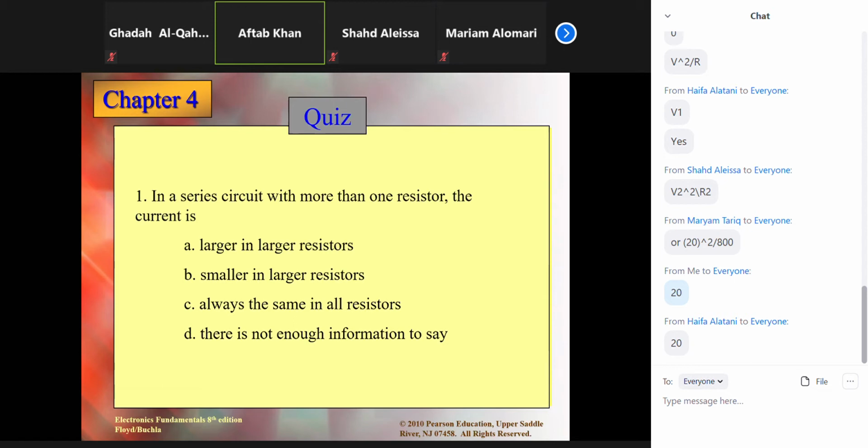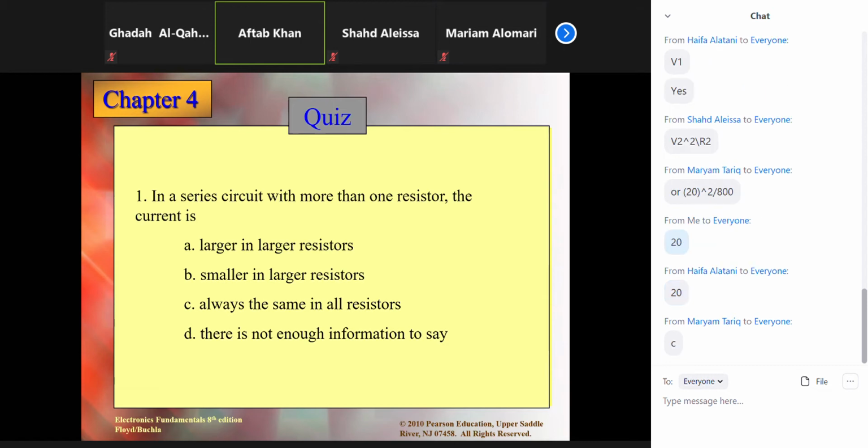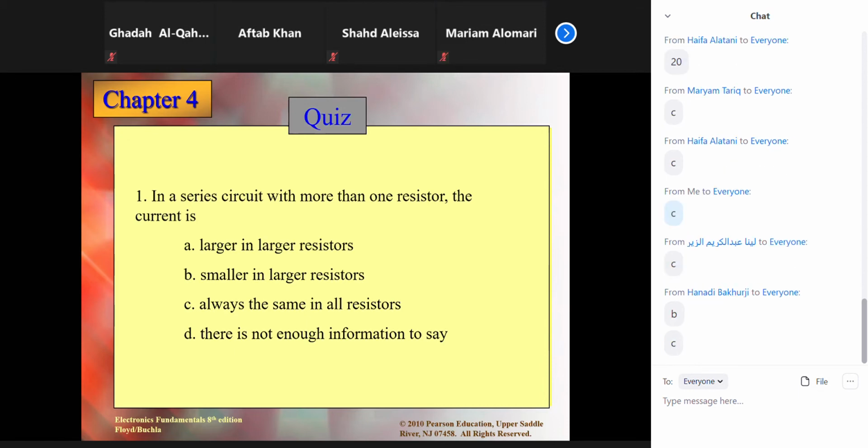In a series circuit with more than one resistor, the current is... C, always the same in all. Yes, correct. It will be C.